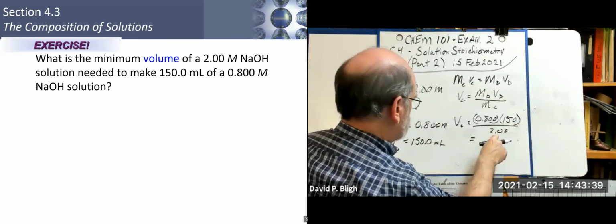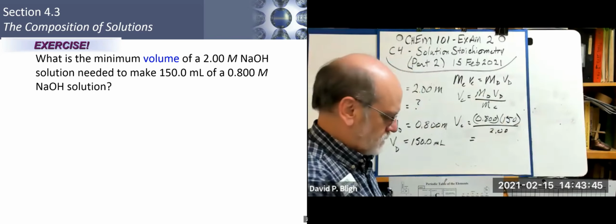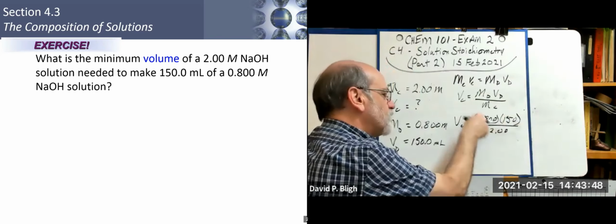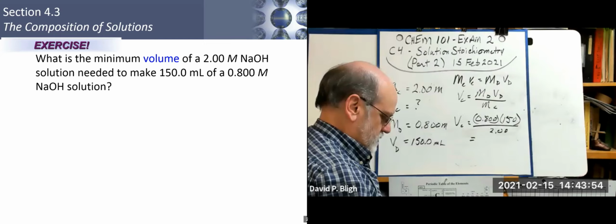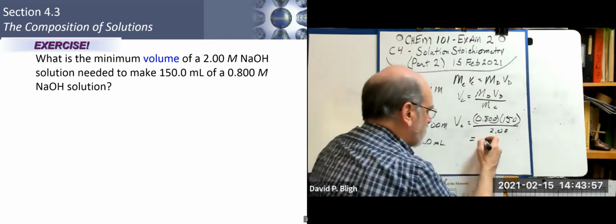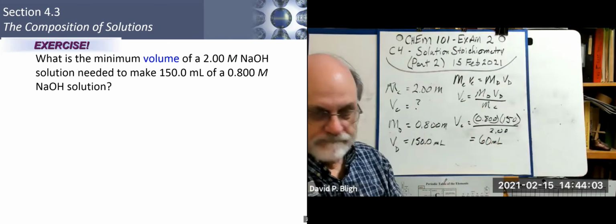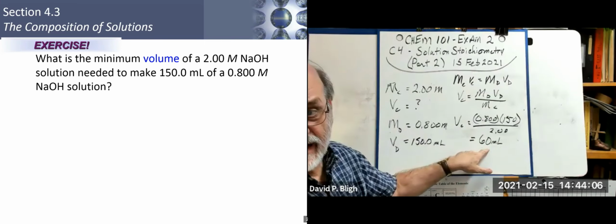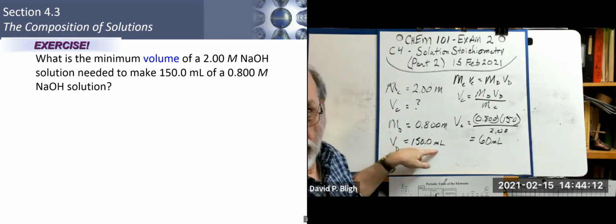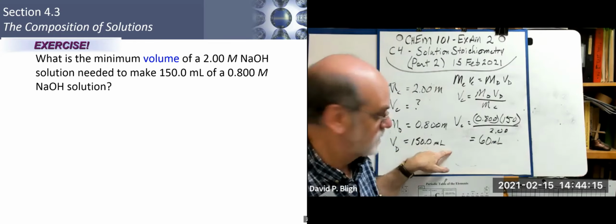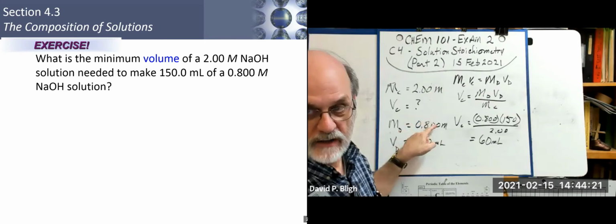Let's see, is that 2? That's 150. Okay. So 2 into that's 75, and 0.8 times 75 is what? It's easier to do it this way. 2 into 8 is 0.4, and 150 times 0.4 is 60. So what does that mean? That means that you take 60 milliliters of the concentrated solution and dilute it to 150 milliliters final volume, and that will guarantee you have 0.8 molar sodium hydroxide.